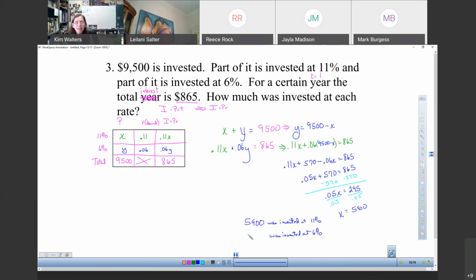Okay, so I found x, I need to find y. I can simply subtract it from 9,500, and that's going to give me $3,600 was invested at 6%. The sum of these two has to be the total amount that was invested. So I can either go back and plug it into here, or I can just think 9,500 minus 5,900 gives me 3,600. Questions?